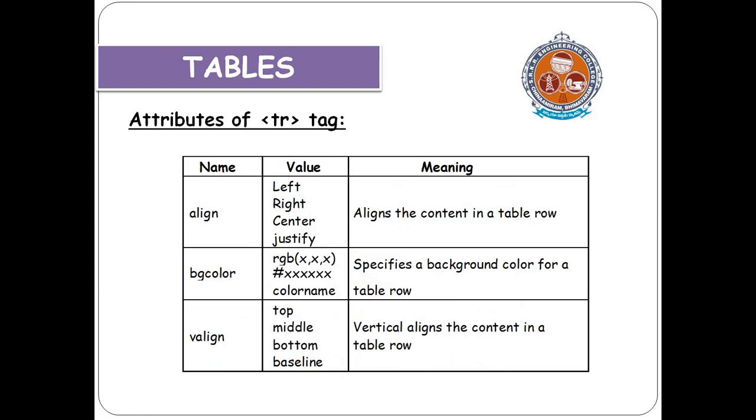And then the attributes of the table row, that means tr. You can also define attributes for tr. You can give the attribute align: if you want to display the table row only on the left side, then you give tr align equals left. You also can specify the background color for the table row. And then valign, that means vertical align of the content in the table row. If you want to align the data vertically in the table row, you give valign.